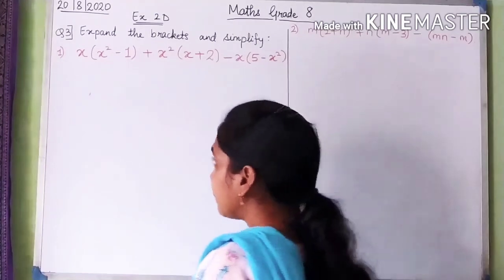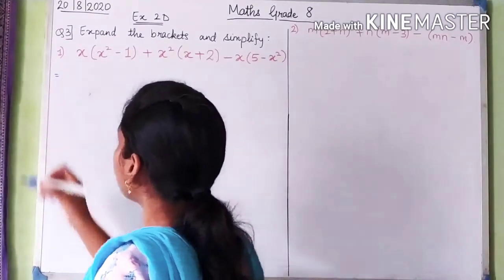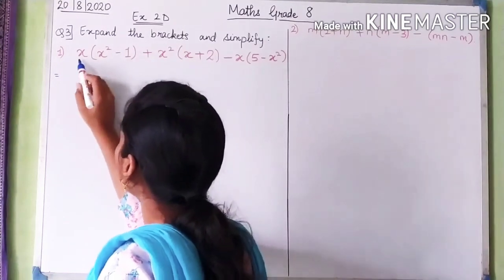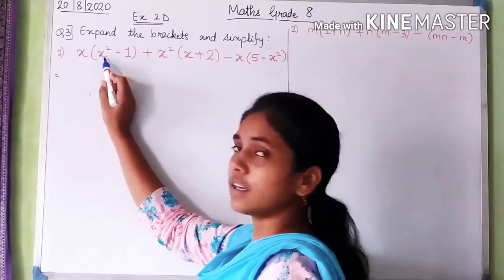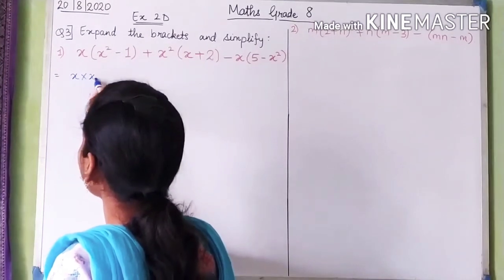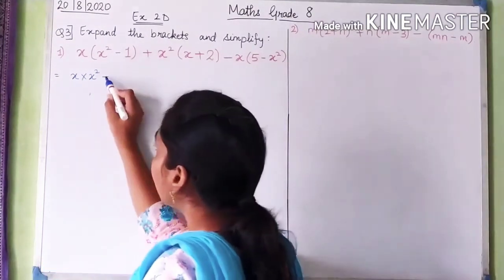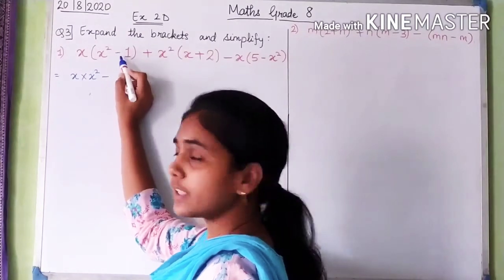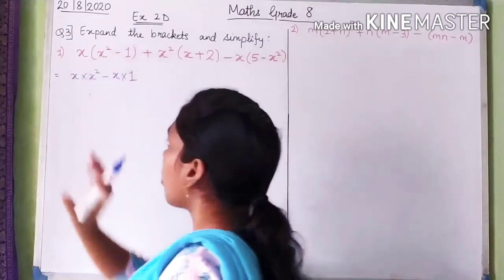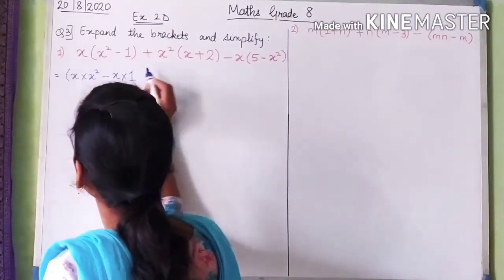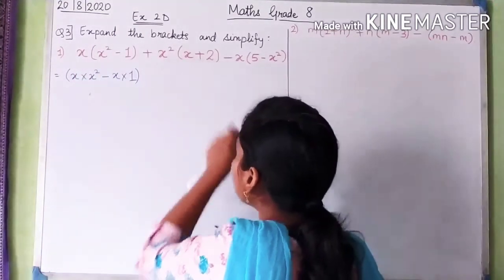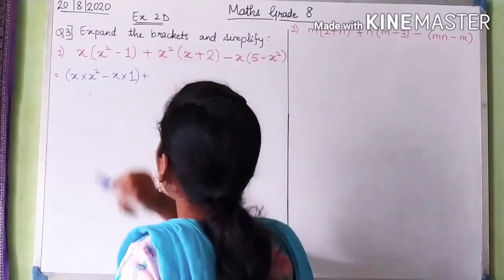Okay. So here, this is the first bracket. In that, this x has to be multiplied with this x square as well as this minus 1. So I write x multiplied by x square, minus, this minus is the minus sign inside the bracket, x multiplied by 1. This was all about the first bracket, so I put a bracket here because this was the first expression. Now we go to the second expression. This plus sign I write as it is.